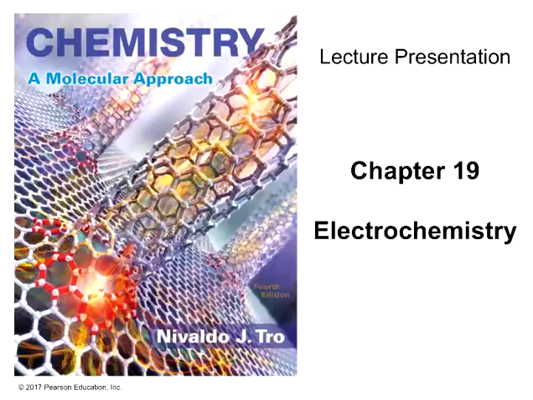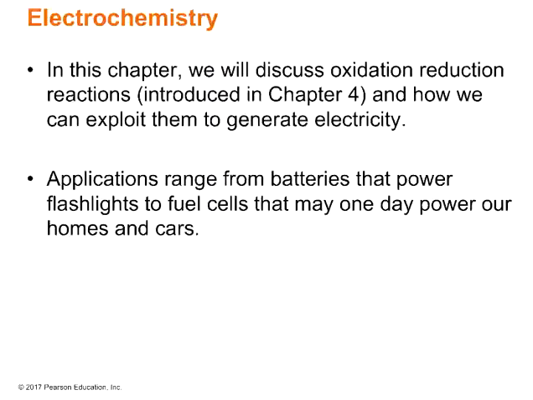Hi everyone. Today we're going to start chapter 19, which is all about electrochemistry. So in this chapter, we're going to discuss oxidation reduction reactions, and you might recall that we went over those types of reactions at the very beginning of general chemistry. Now, what we're going to do is expand on what we know and learn how we can use redox reactions to generate electricity.